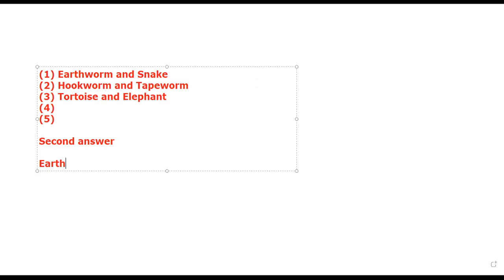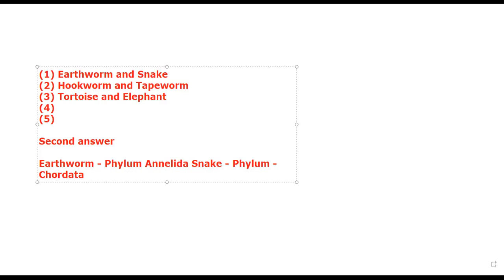If I simply tell you, earthworm belongs to phylum Annelida, and snake belongs to phylum Chordata. Understood? So they are in different phyla, but both of them are in the same kingdom, Kingdom Animalia. This is just an example. You are not going to copy anything. I'm just giving an idea. You have to understand, no? That's why I'm giving this idea.